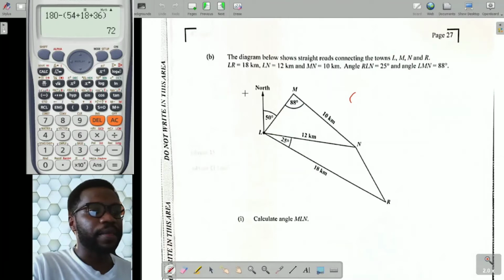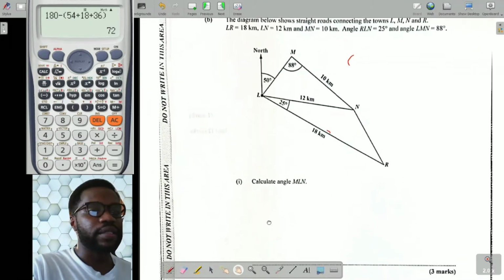And this is question B. It says the diagram below shows straight roads connecting towns L, M, N, and R. We have that LR is 18 kilometers, LN is 12 kilometers, and MN is 10 kilometers. As you can see there, angle RLN is equal to 25 degrees, and angle LMN is equal to 88 degrees, as we can see right here. Now, the first question is to calculate angle MLN.